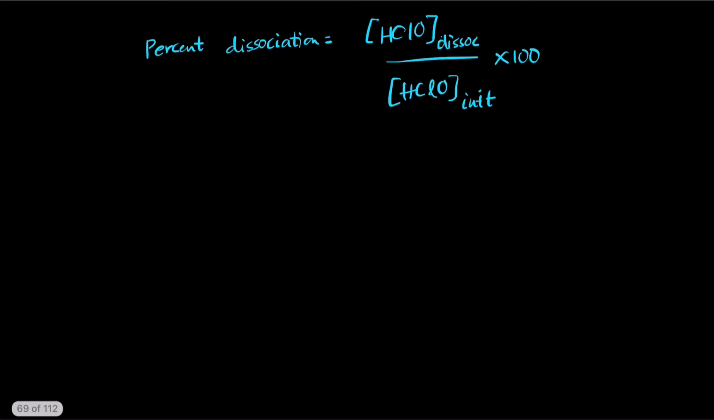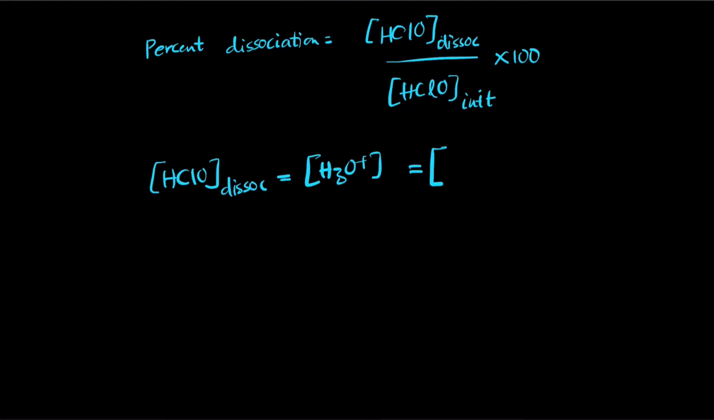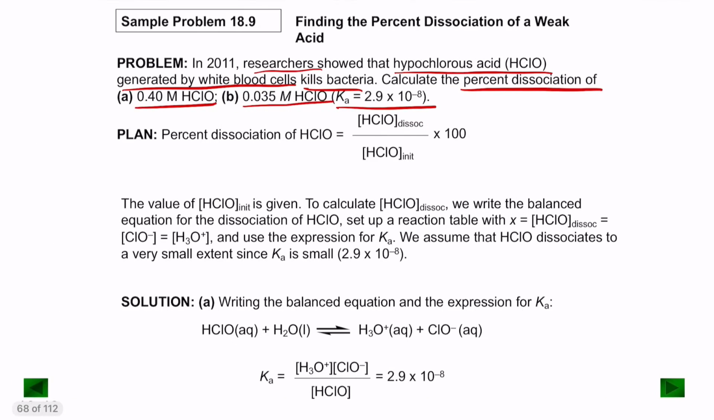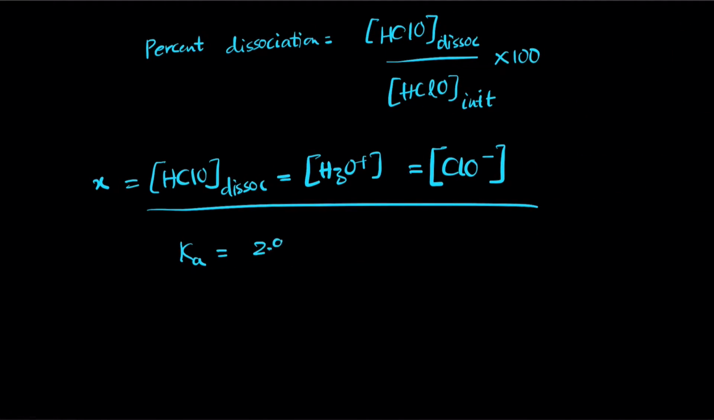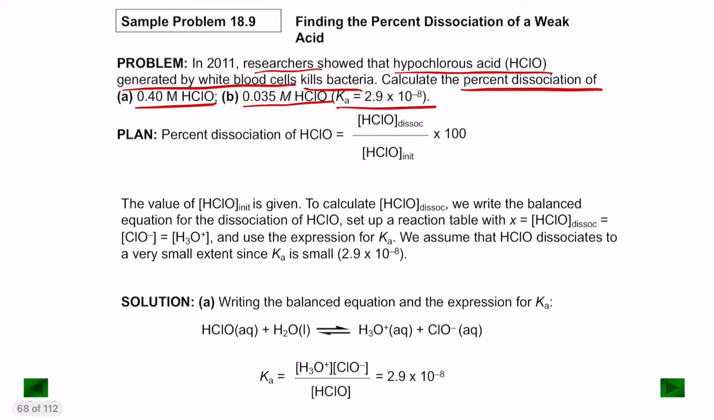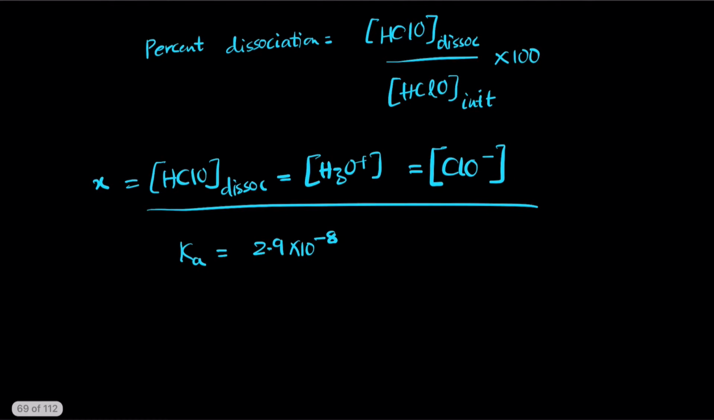So let's take the idea here that the amount of HClO dissociated is equal to the amount of H3O+ ions created, which is also equal to the ClO- ions that are created. To calculate this, we consider this to be X, and the value of Ka is already given in the formula, which is 2.9 times 10 to the power negative 8. Notice that the Ka value is really small, which suggests that this is a really weak acid.